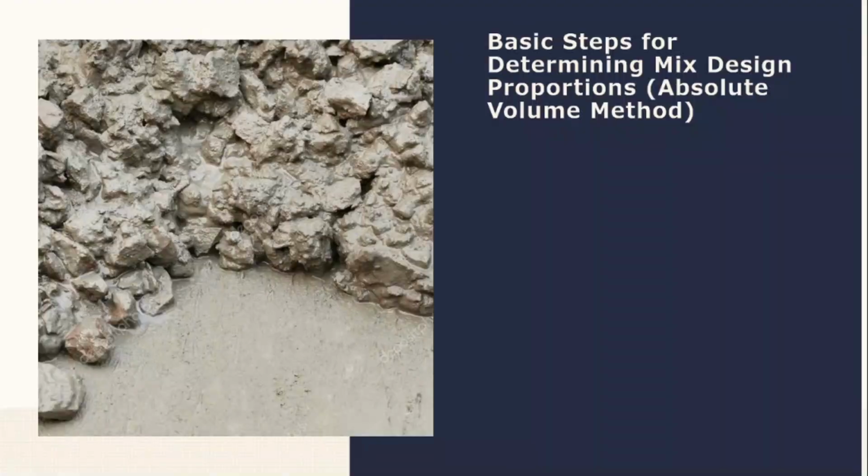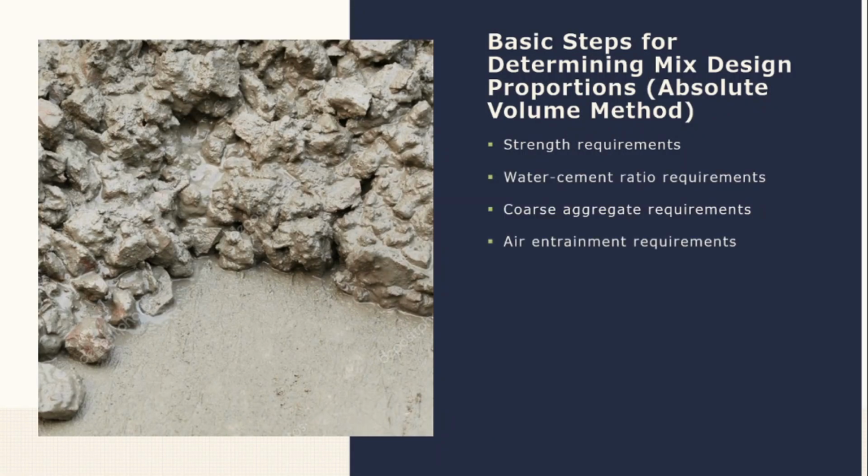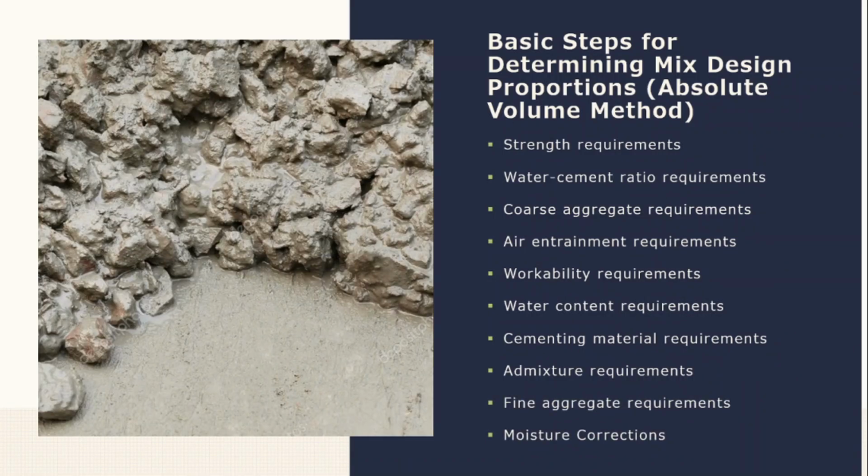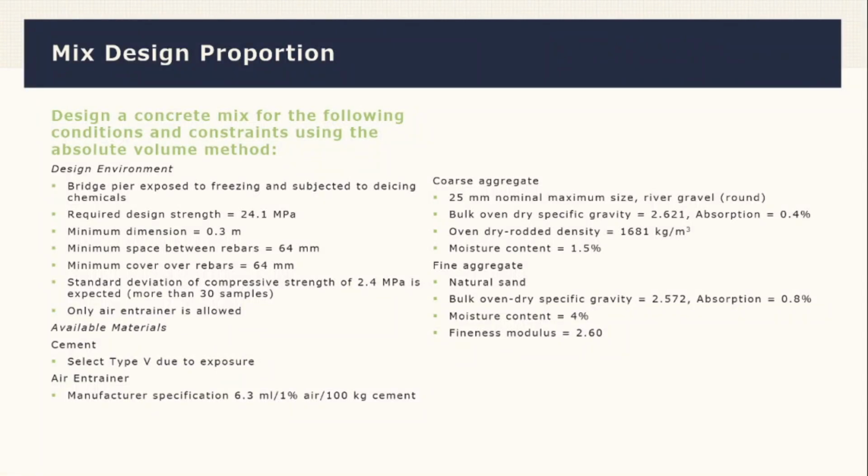And according to ACI, the basic steps for determining mix design proportions can be defined by the absolute volume method. And here are the steps or the procedure for us to determine the mix design proportion. First is the strength requirement. Next is the water cement ratio, coarse aggregate requirements, air entrainment, workability, water content, cementing material requirements, admixture, fine aggregates, and lastly is the moisture correction. Let us use these procedures to solve this sample problem in designing a concrete mix.